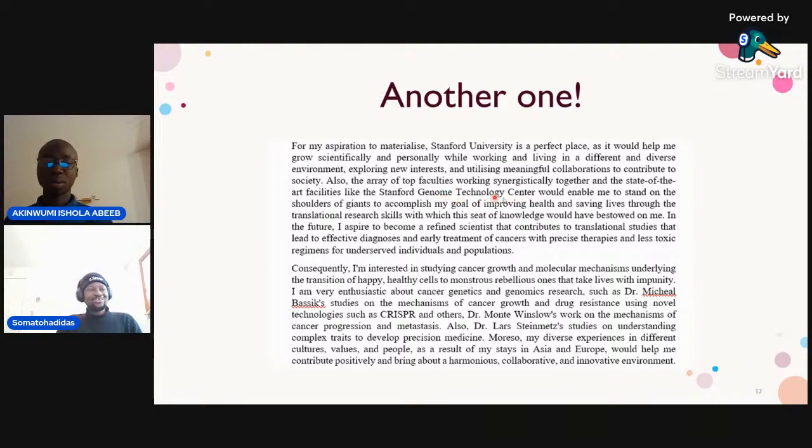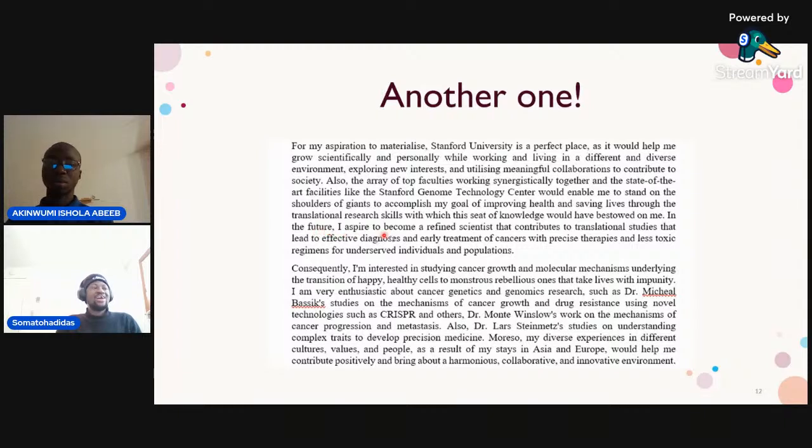Can you see what I said when I said mentioning the state of the health facility is not enough? You have to make mention of the state of the health facilities in the school that you are applying to. So it would enable me to stand on the shoulders of giants to accomplish my goal of improving health and saving lives through the translational skills and research skills with which this seat of knowledge will have bestowed on me.